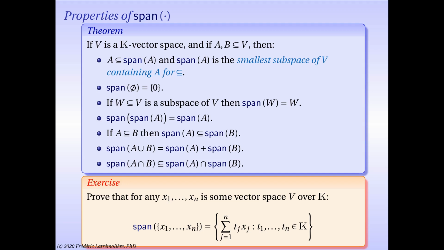Prove that for any finite family of vectors in a vector space V, the span of that finite set is given by these expressions where you sum multiples of all the vectors x1 to xn. We will return to this problem in a few slides in a greater level of generality.